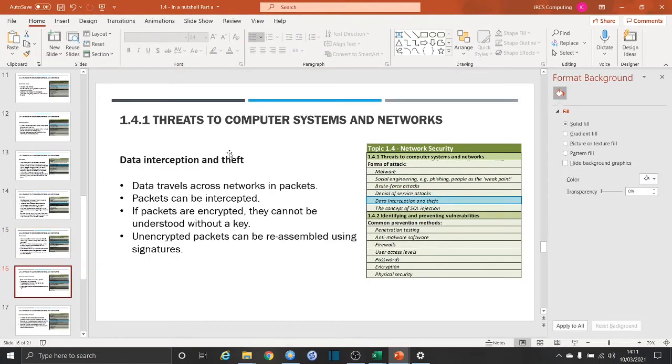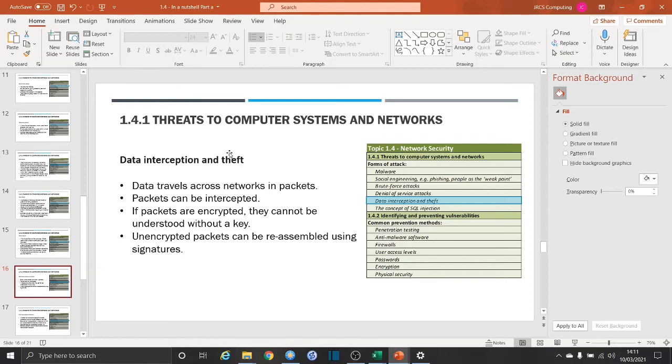If you've got a network, then data travels in packets, which are small blocks of data. We'll talk about that another time. But essentially, a packet is a block of data. And packets can be intercepted if they're going over a network wirelessly. I mean, they're out in the air. You can take them.